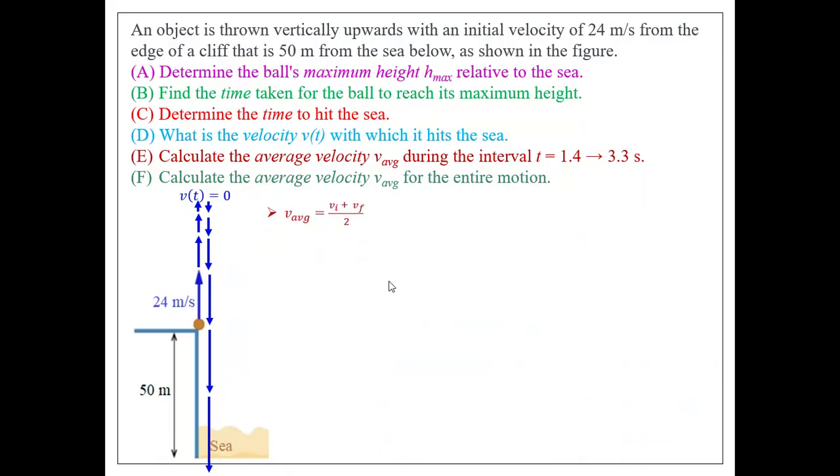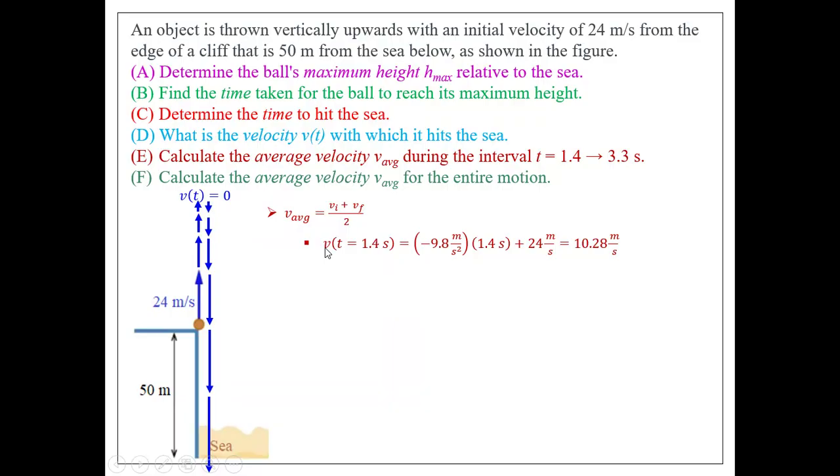All right, let's do E. Calculate the average velocity between 1.4 to 3.3 seconds. That's pretty light work. To do average velocity, there are a couple of different strategies. Here, I'll show you this one. You can just find the velocity at the two different times, add them, and then divide by 2. Even though it says VI and VF, VI here is actually at 1.4 seconds, and then VF takes place at 3.3 seconds. So I just need to find the two V's at these two times.